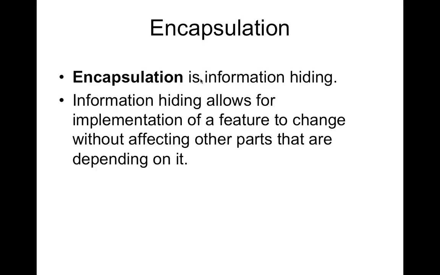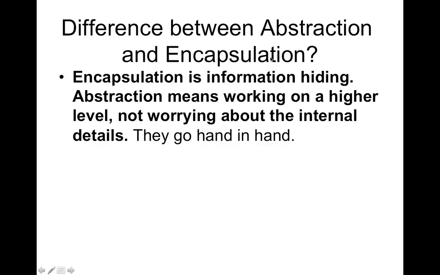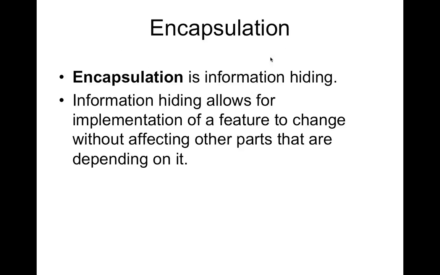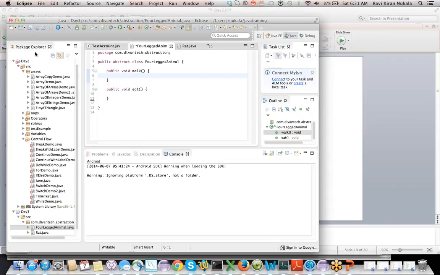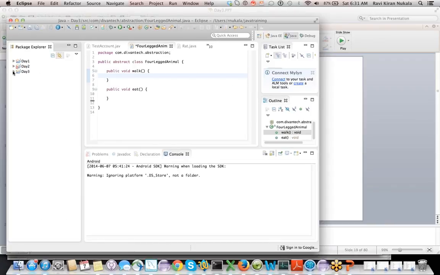That's why we have private, public, and protected. We have the matrix below. That's another important question as well. Maybe it's a brush up for you guys. Right? Fine. Information hiding allows the implementation of a feature to change without affecting other parts that are depending on it. While we are here, let's talk about those access specifiers.